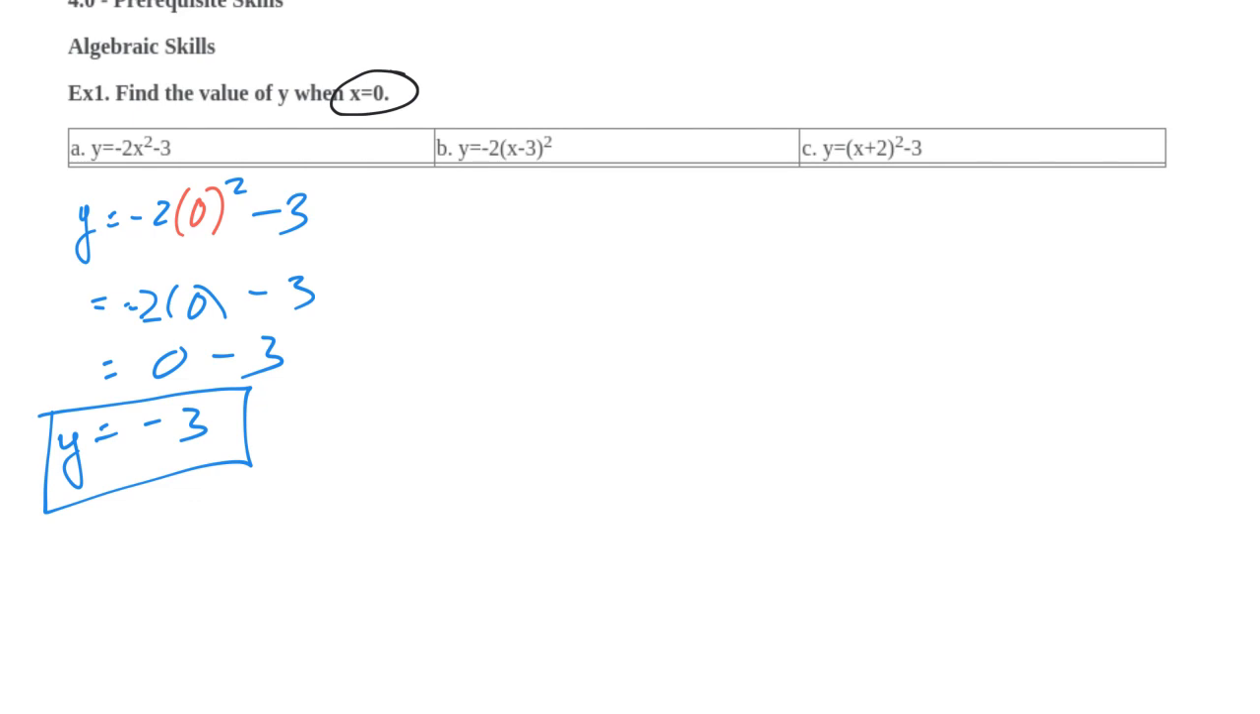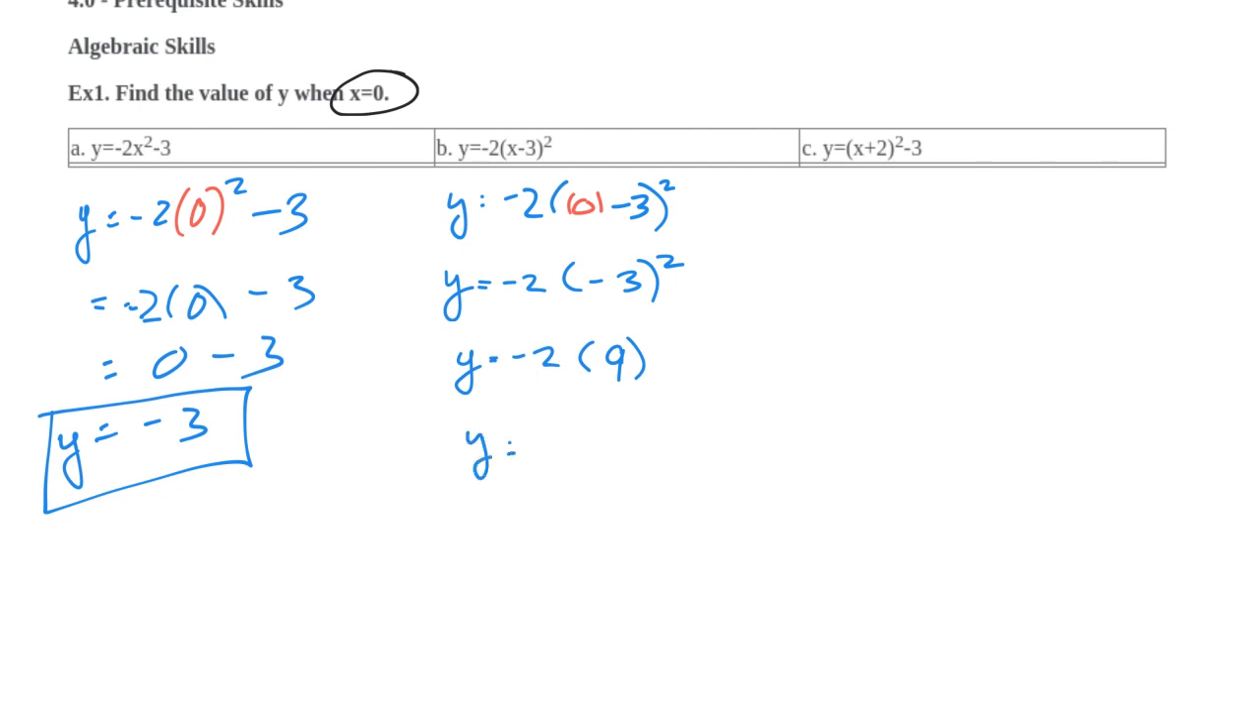And so now, for y is equal to negative 2 times (x minus 3) squared, this is what we get. When we simplify the bracket, we have 0 minus 3, which gives us minus 3. And now we have minus 3 squared in the brackets. That gives us positive 9 because it's just minus 3 times minus 3, which gives us y is equal to negative 2 times 9, which gives us y is equal to negative 18.